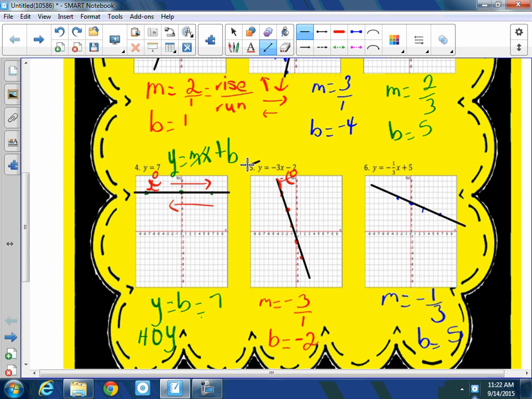And then, of course, draw your Jimmy to make sure that he is going up or down the right way. He's going down because that's a negative.